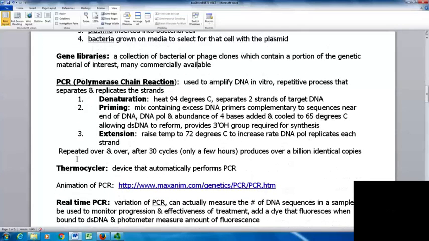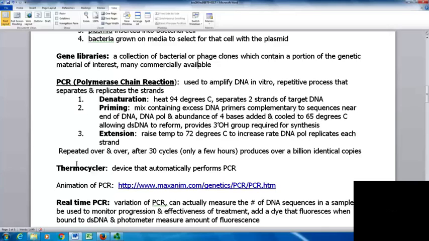So PCR, or the polymerase chain reaction, is a procedure that's been around for a while now. It's used to amplify DNA in vitro. It's a repetitive process that's going to separate and replicate the strands. During the denaturation process, you're going to heat the sample up to 94 degrees Celsius. This will separate the two strands of the target DNA.